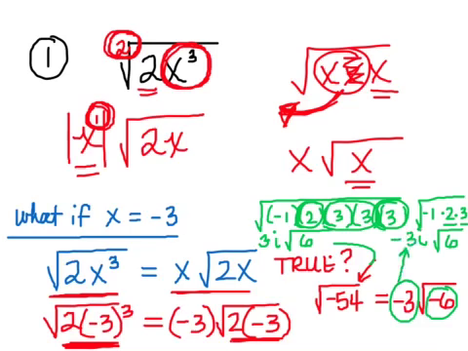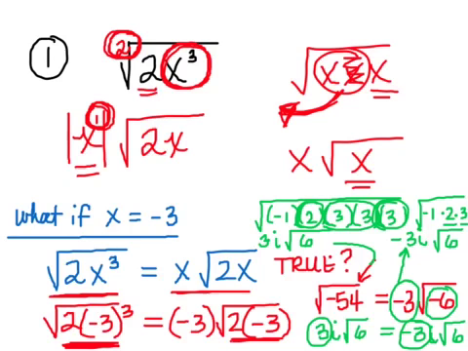And we have basically a statement that says 3i square root of 6 equals negative 3i square root of 6. Well, that's just not true, because 3 on this side and negative 3 on this side do not make those equivalent statements. They were almost alike, but that one little part messed it up.